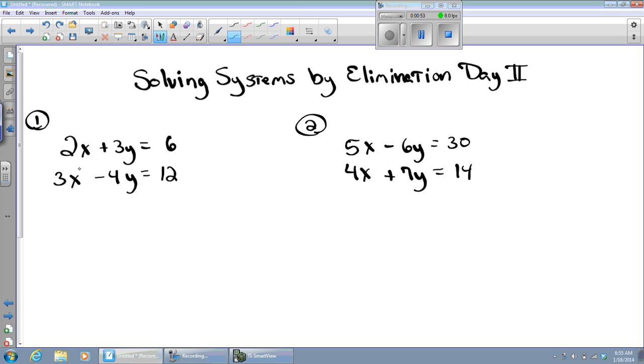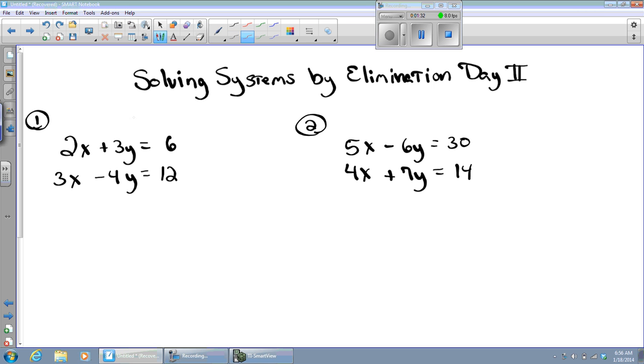Okay, now notice how in the first system, neither of the coefficients match. On the y's, I have opposite signs, but they're not multiples of each other. In a situation like this, I'm going to have to multiply both equations by a number. I'll decide if I want to get rid of the x's or get rid of the y's, and then I'll have to multiply the equations so that I can make the coefficients match with opposite signs. I think in this situation, I want to get rid of the y's. I think that looks pretty easy.